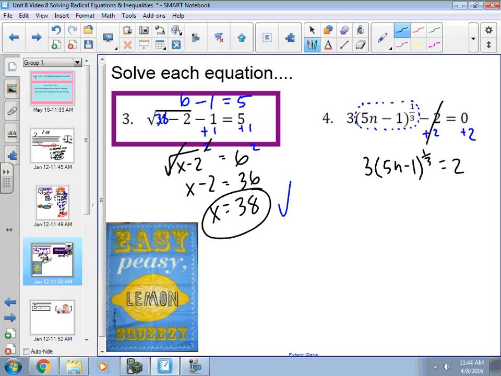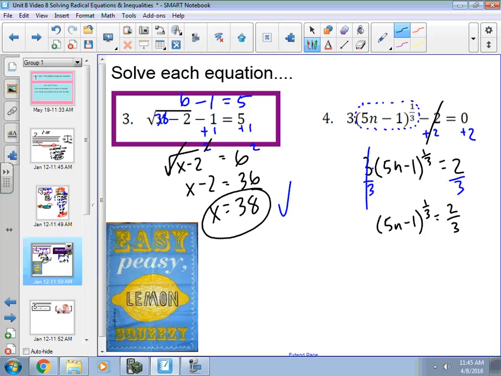Okay, we still don't have it by itself. We want that 3 out of there now. It's being multiplied, so divide both sides by 3. Okay, so now we got 5n minus 1 to the 1/3 power equals, since 3 doesn't divide into 2, rather than writing 0.6, or it's really 0.6 repeating, rather than go that route and start dealing with decimals, I'm going to leave this as 2/3. Let's leave it as the exact answer.